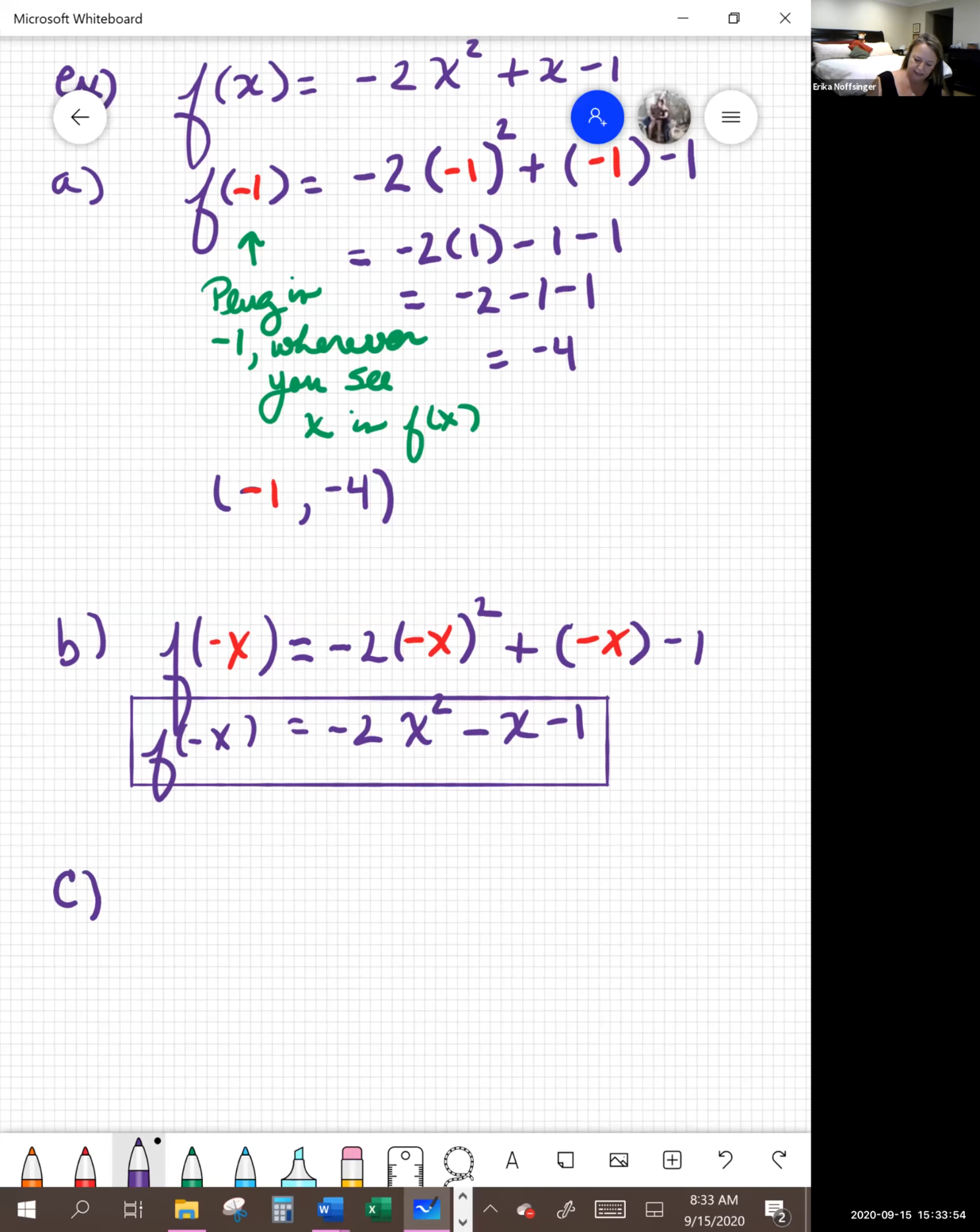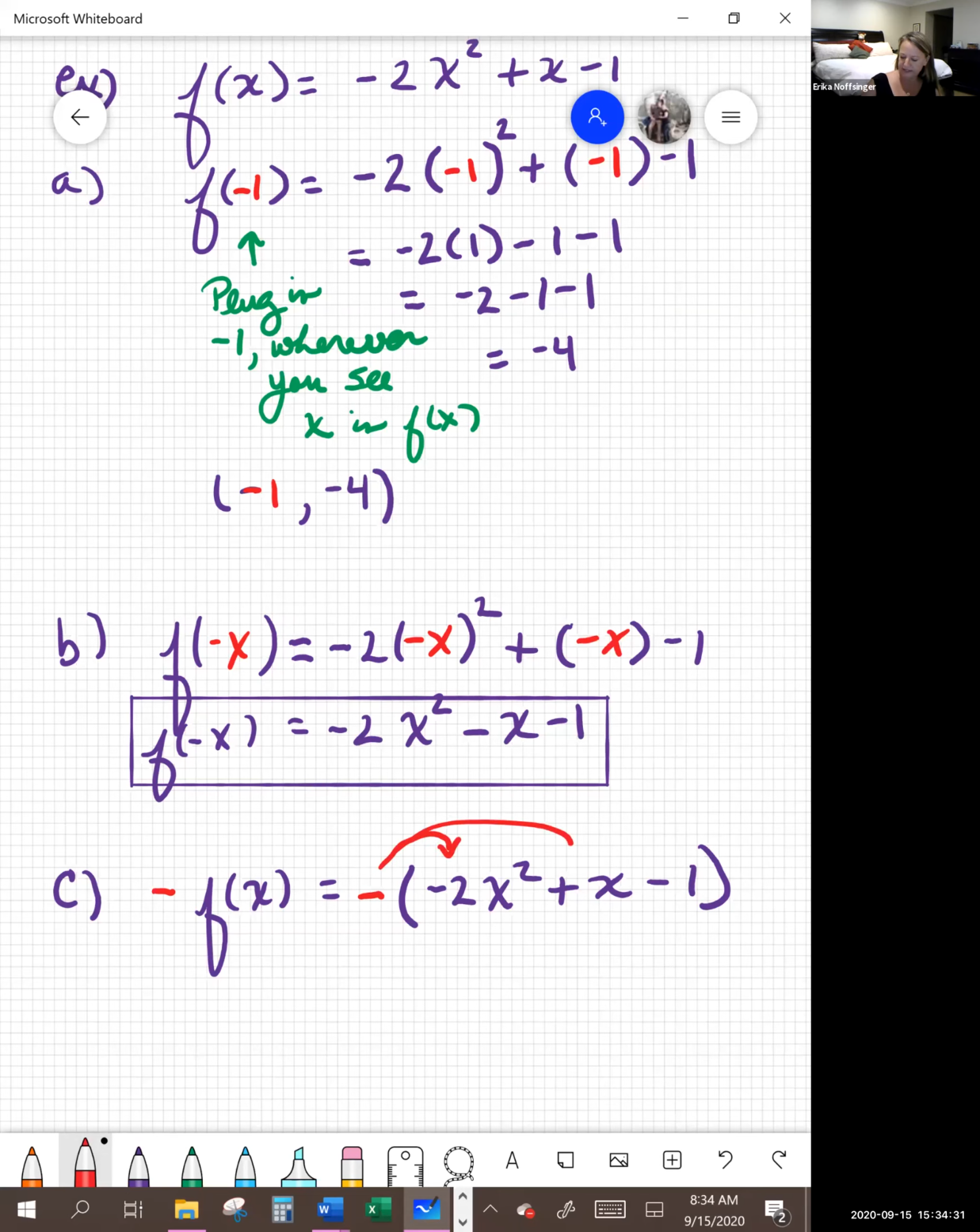Now say it told us to find -f of x. This is just another way of saying let's multiply our whole function f of x by -1. So this is like a negative outside our parentheses, and then our equation, which is -2x squared plus x minus 1. We need to distribute this negative to each term inside the parentheses. And so we get negative times negative is positive, so 2x squared. Negative times positive, so minus x. Negative times negative is positive, so plus 1.